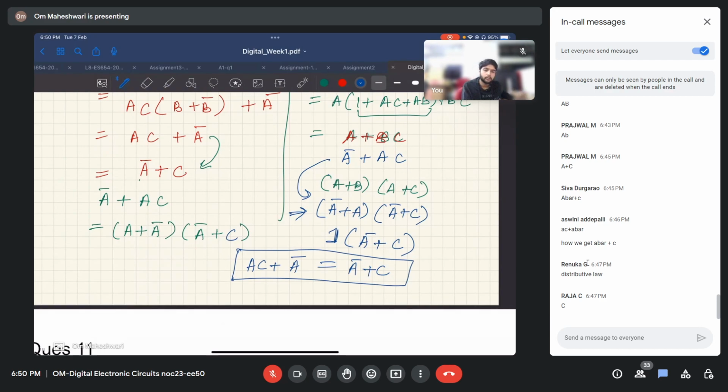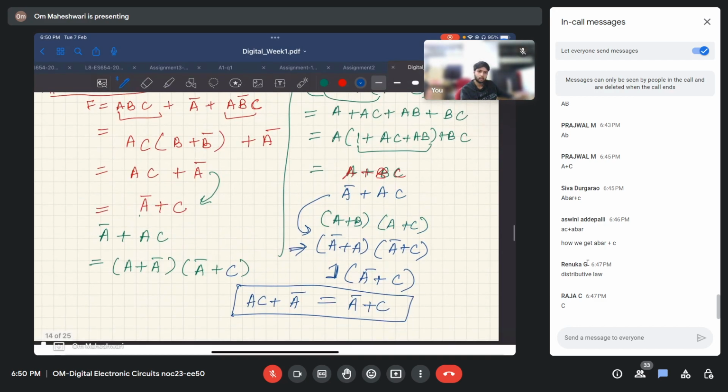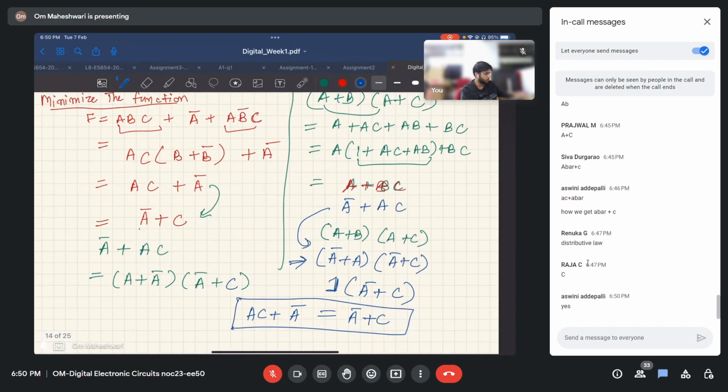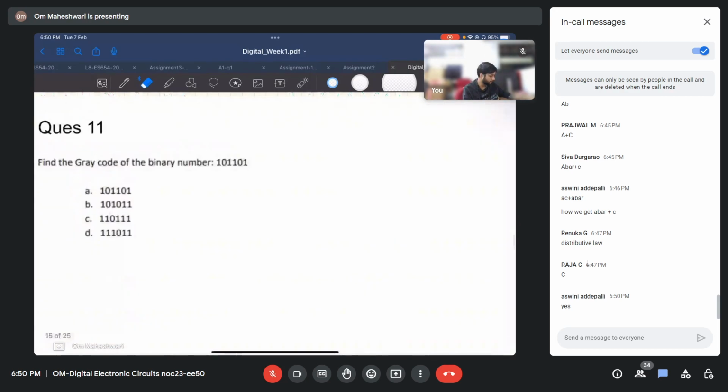Is it clear, Ashwini? Okay. Anybody else has any doubt in this? Okay, fine. Let us move ahead.